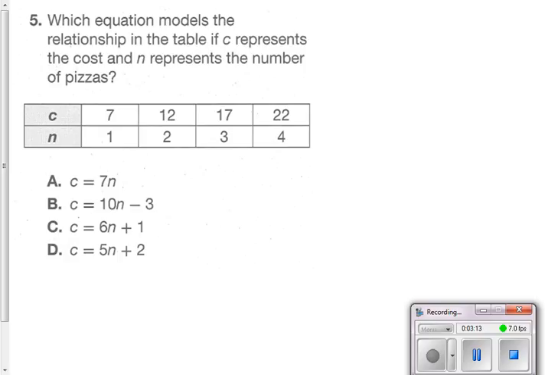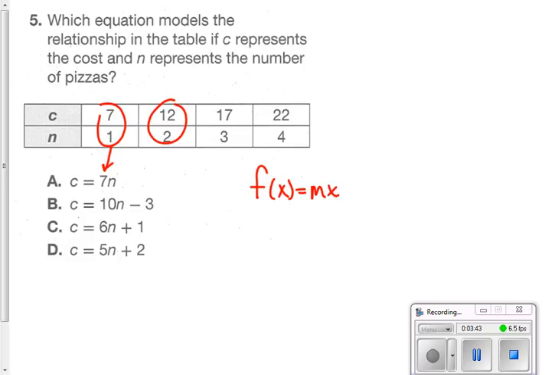In example 5, we need to go ahead and write an equation given a table here. So it says which equation models the relationship in the table if C represents the cost and N represents the number of pizzas. Two ways you can do this. You can simply use plug and play for this. You can plug these values in down below and see what equation works. Or you could try to problem solve and go ahead and write that f of x equals mx plus b.